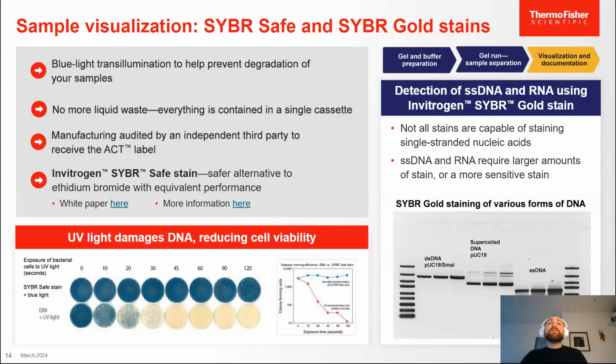However, if you start working with single-stranded nucleic acids, say RNA or single-stranded DNA, then you have to really consider what stain you would want to use. And in this case, what we show here, say SYBR Gold, is capable of staining all different types of DNA and even other forms of DNA. So it is important to consider that in your experiment.